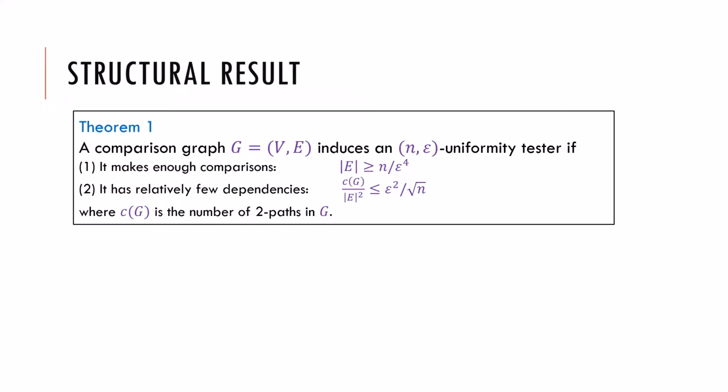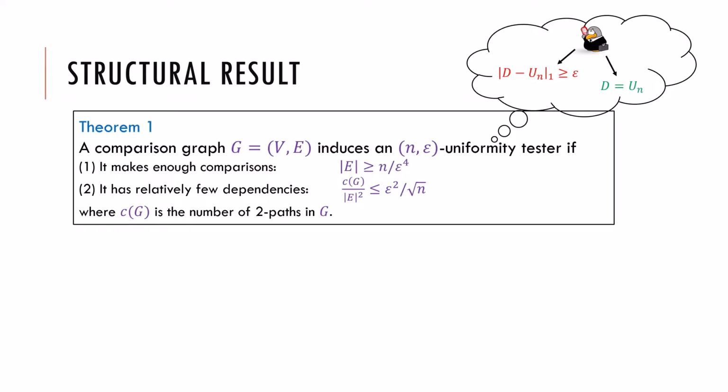And it goes as follows: whenever a comparison graph fulfills two conditions, then it is guaranteed to induce a good uniformity tester. So first, let me just remind you, a good n-epsilon uniformity tester means that with high constant probability, we can distinguish the case that the underlying distribution is uniform from the case that the underlying distribution is epsilon far from uniform, say in L1 distance.